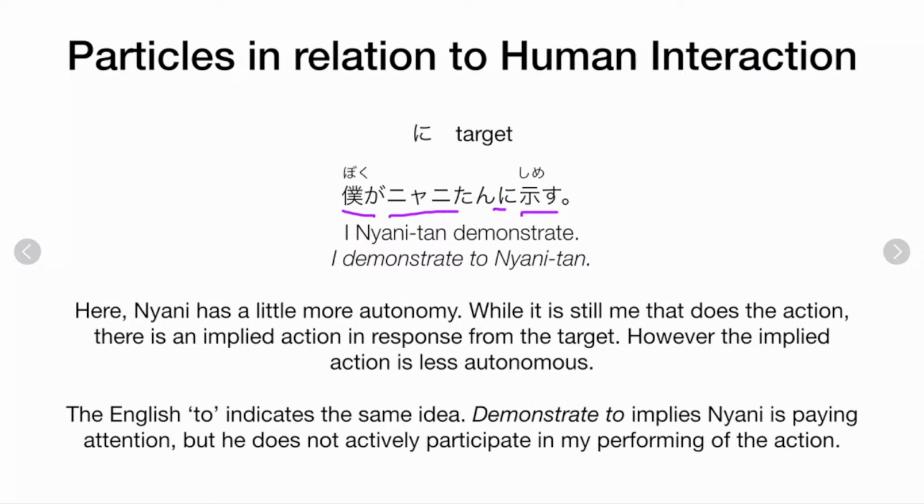And so in English, you would generally use to for that. And that makes sense. Ni, we've often translated as to, and it's the target. So when I say, anata ni nageru, I throw the ball to you. So me throwing the ball is kind of the same. But there's an expectation then that when I do the action throw, there's kind of a reaction from you of some kind, an associated action as well. And it's not the same action, but some involvement. You're not just there.